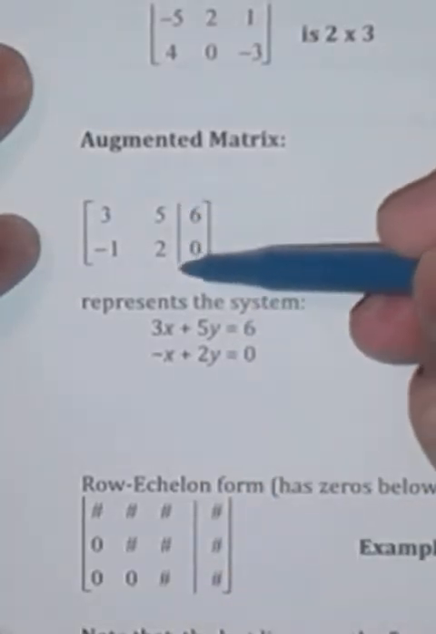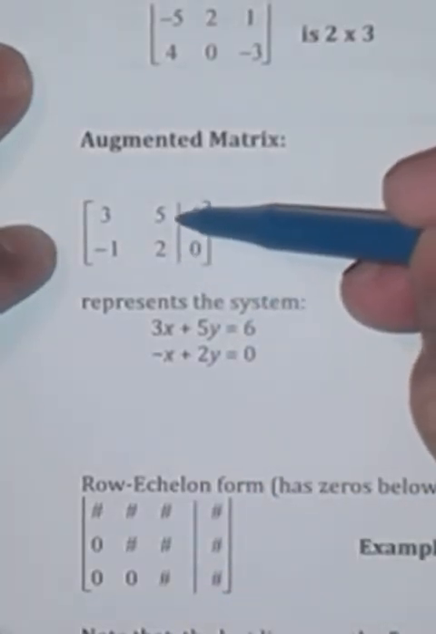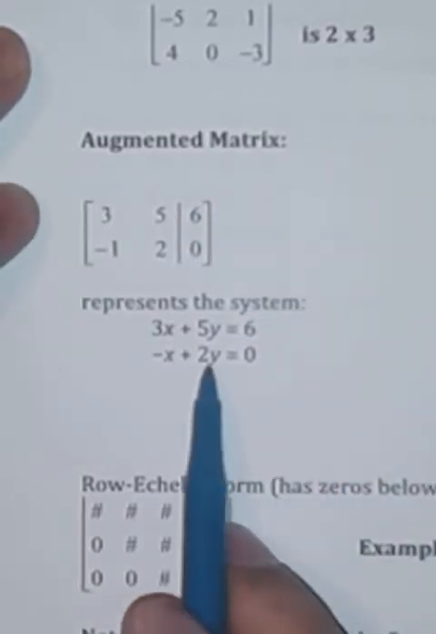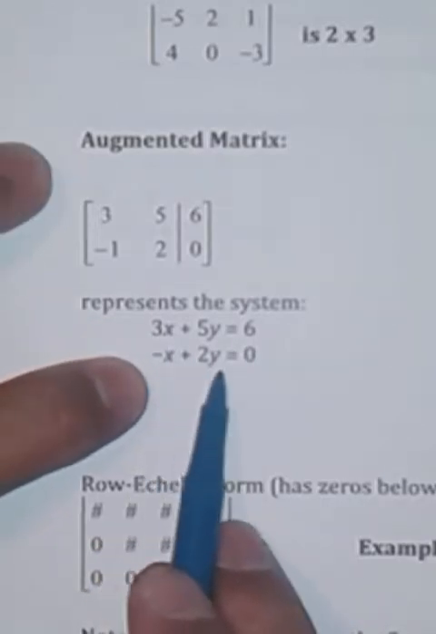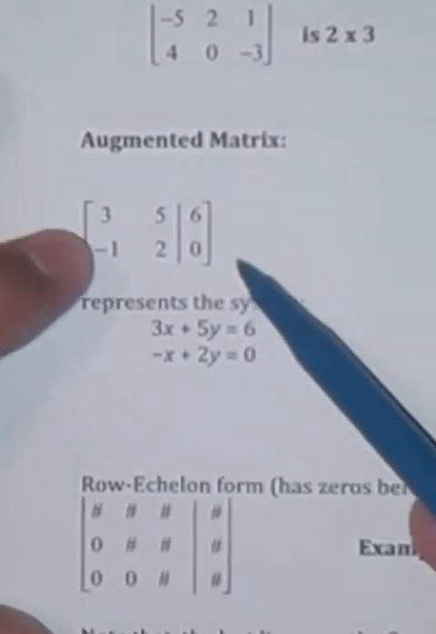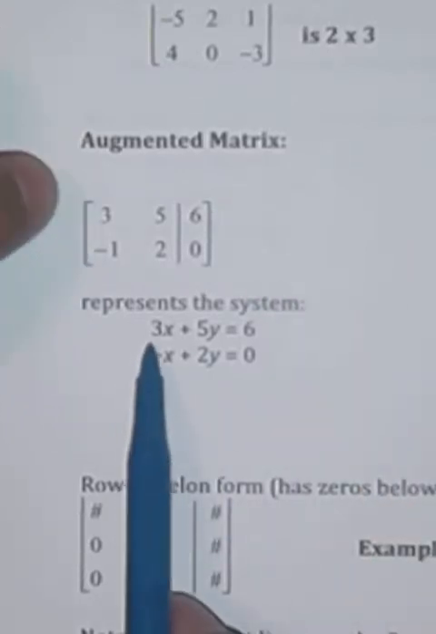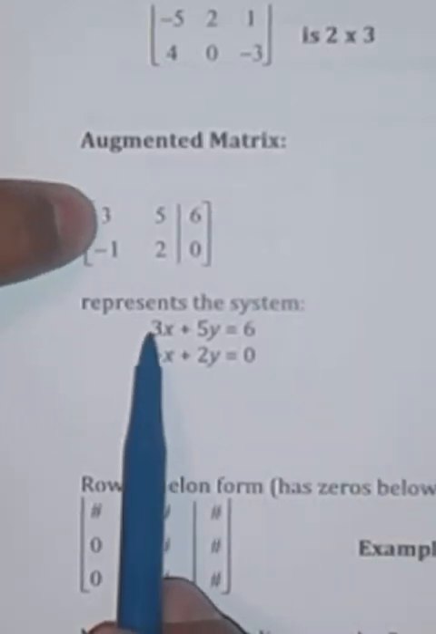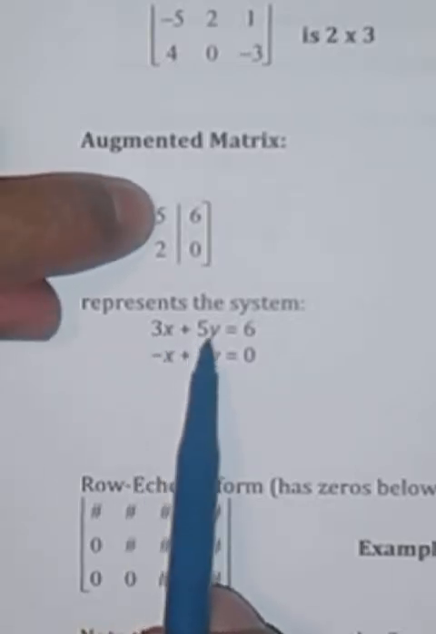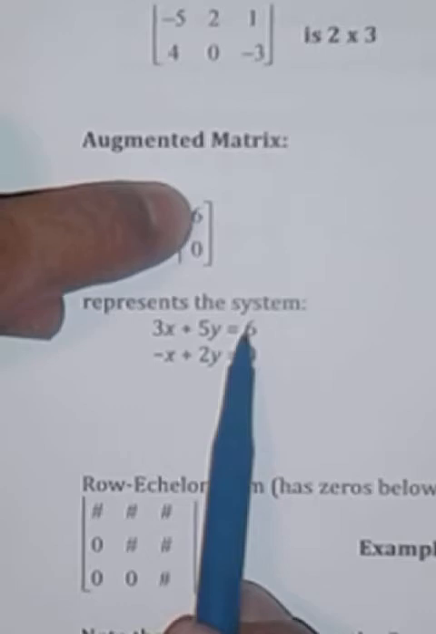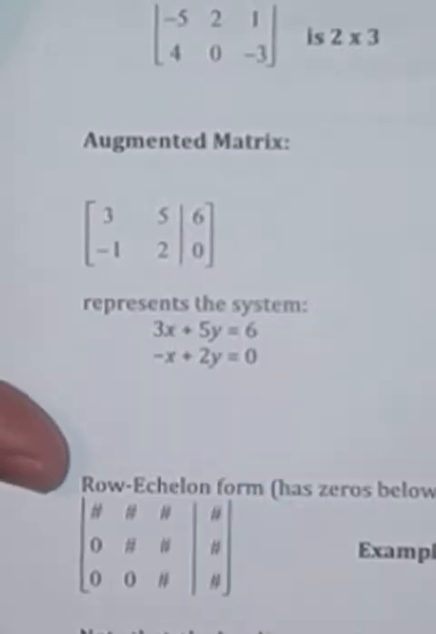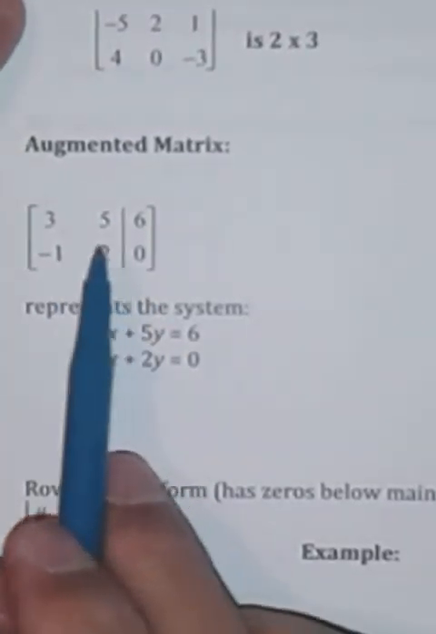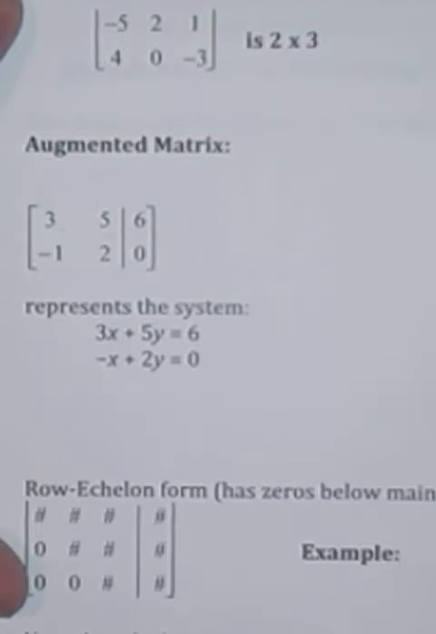Augmented means that it has this bar here, and to the left it represents one thing, and to the right it represents another. So we have a system of equations, 3x plus 5y equals 6, and negative x plus 2y equals 0. And we can put it into an augmented matrix, but notice we only put the coefficients. So the 3, the positive 5, and then the equal sign is the bar, and then the 6 on the right hand side. And then the other one is a negative 1, that's a coefficient, a positive 2, and a 0. Okay, so that's an augmented matrix, and we use it to represent systems of equations first, and then to solve them.